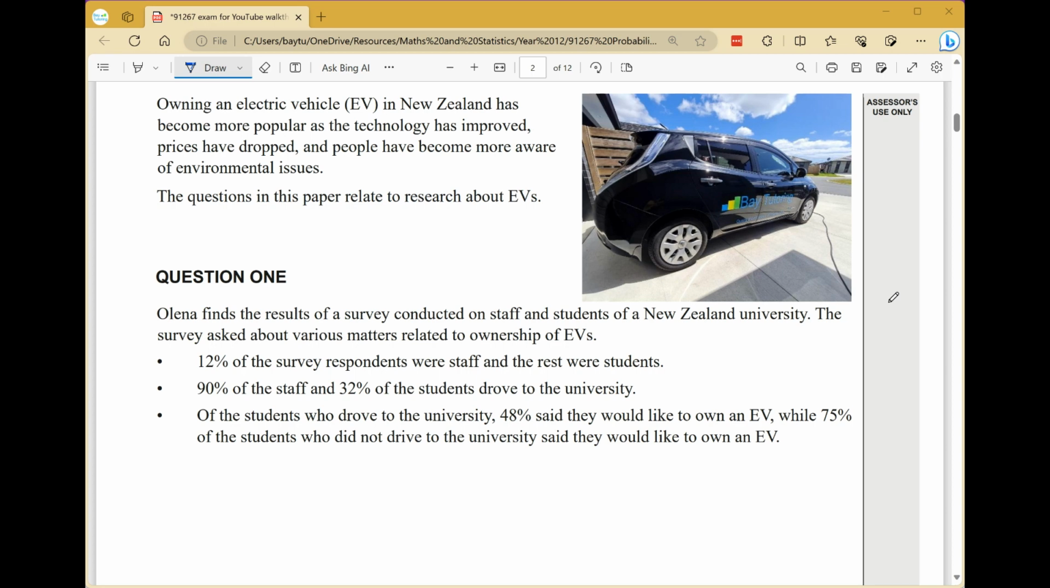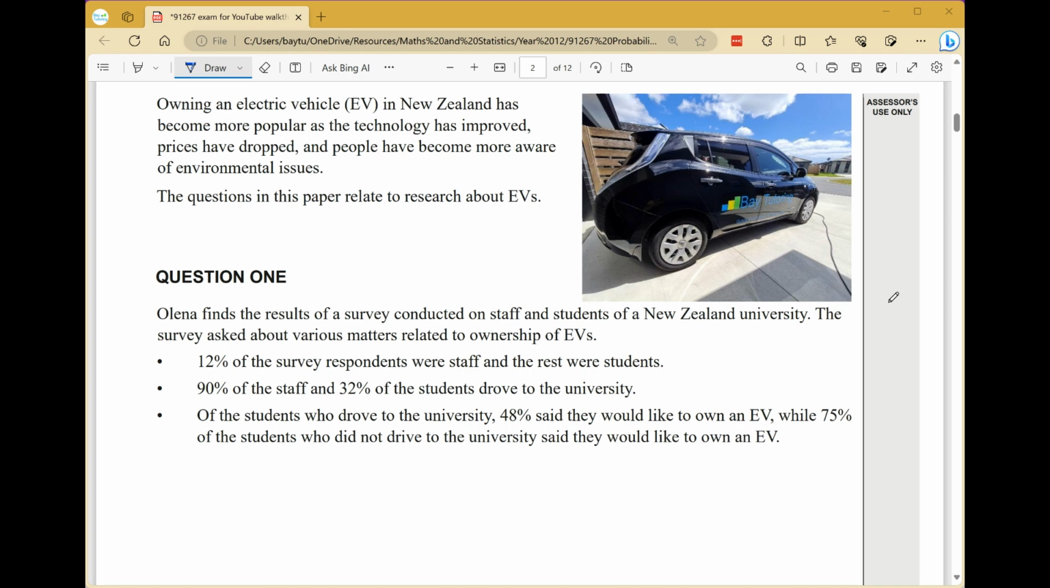Owning an EV in New Zealand has become more popular as technology has improved, prices have dropped, and people have become more aware of environmental issues. The questions in this paper relate to research about EVs. Elena finds the results of a survey conducted on staff and students of a New Zealand university. The survey asks about various matters relating to ownership of EVs.